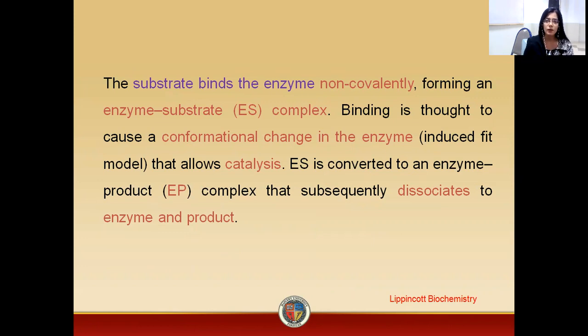Now, this binding of the substrate with the enzyme will result in conformational changes. Thus, after that, the enzyme-product complex is formed. This whole reaction is reversible. Ultimately, we will get enzyme and product from the dissociation of this enzyme-product complex.